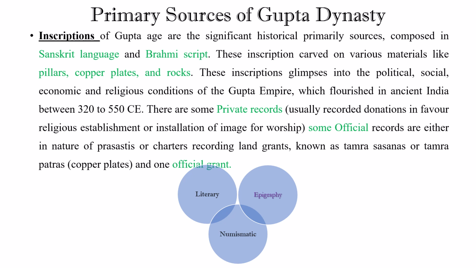Inscriptions of the Gupta period are significant historical primary sources, composed in the Sanskrit language and Brahmi script. The inscriptions of the Gupta dynasty are carved on various materials like pillars, copper plates, and rocks. These inscriptions also give glimpses into the political, social, and economic condition of the Gupta Empire, which flourished in ancient India between 320 and 550. Out of these inscriptions, there are a few private records, some official records, and one official grant.